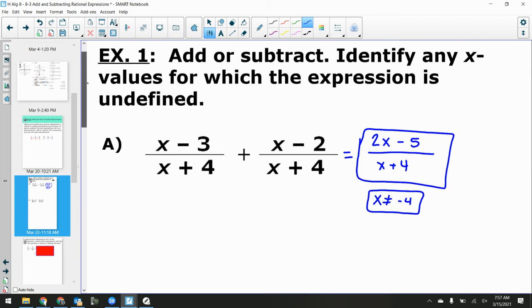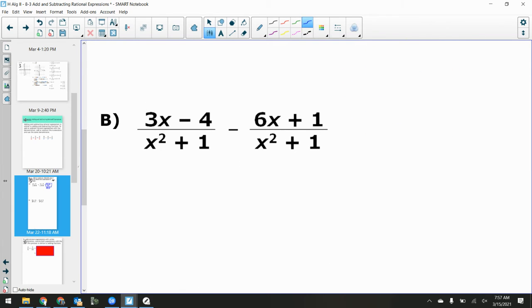Let's take a look at a subtraction one. Do you notice that again I have common denominators already? Perfect. So keep your common denominator. Don't try to make it 2x squared plus 2. It's just x squared plus 1.